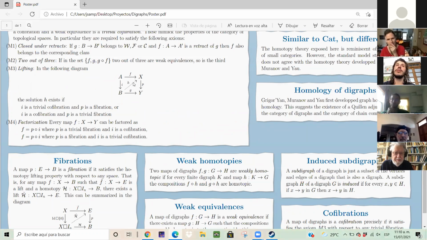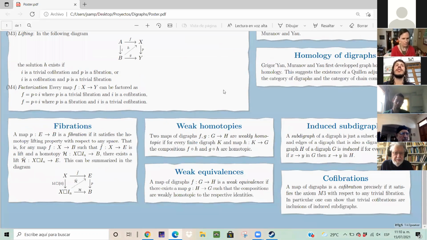trivial cofibration. So a map I is going to be a cofibration if for every trivial fibration, it satisfies this diagram. In particular, one can show that the trivial cofibrations are just inclusions of induced subdigraphs. So an induced subdigraph just consists of a subdigraph, so a subset of the vertices, such that every time there is an arrow in the big digraph in G, there is also an arrow in the small digraph. So basically we include all the vertices and all the arrows.